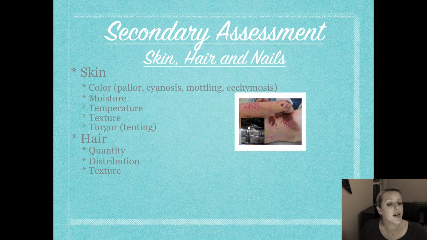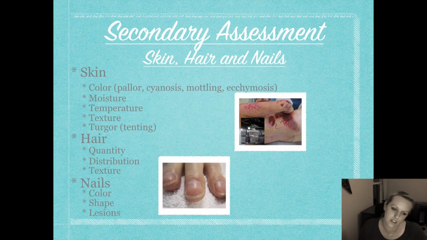So their hair, we want to look at quantity, distribution, and texture. Basically, all of those are leading us towards endocrine issues. The quantity, though, can also lead us towards any cancer if they've been going through chemo. All right, nails.